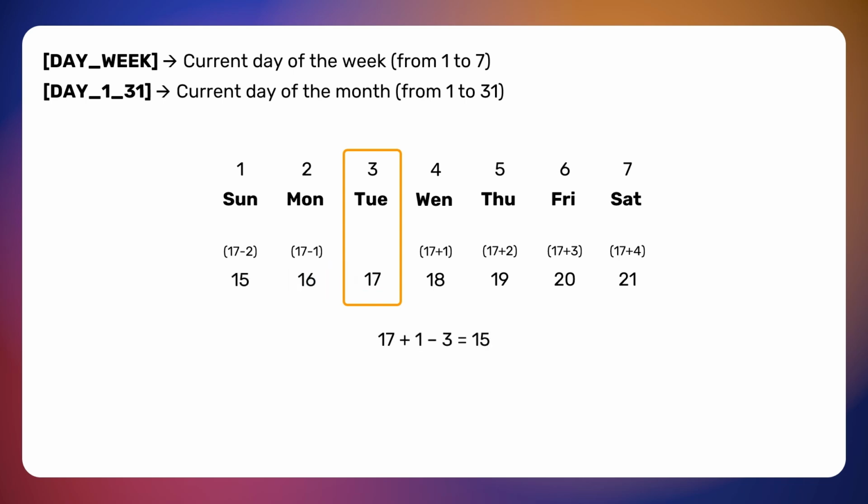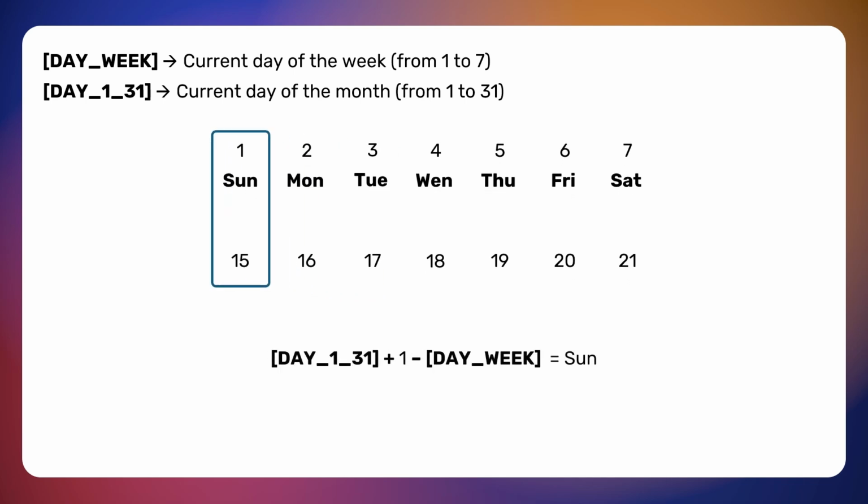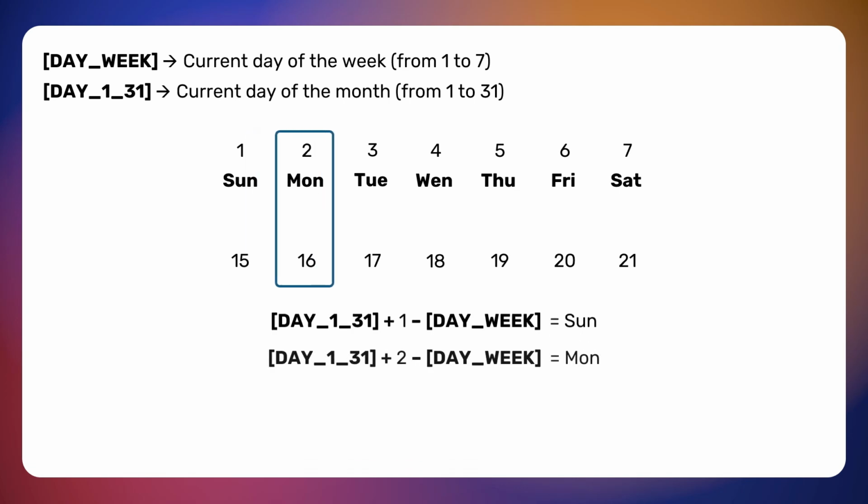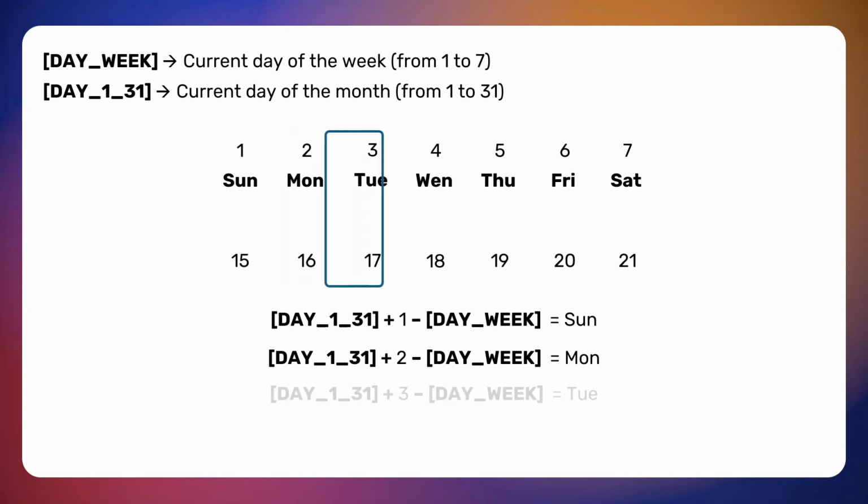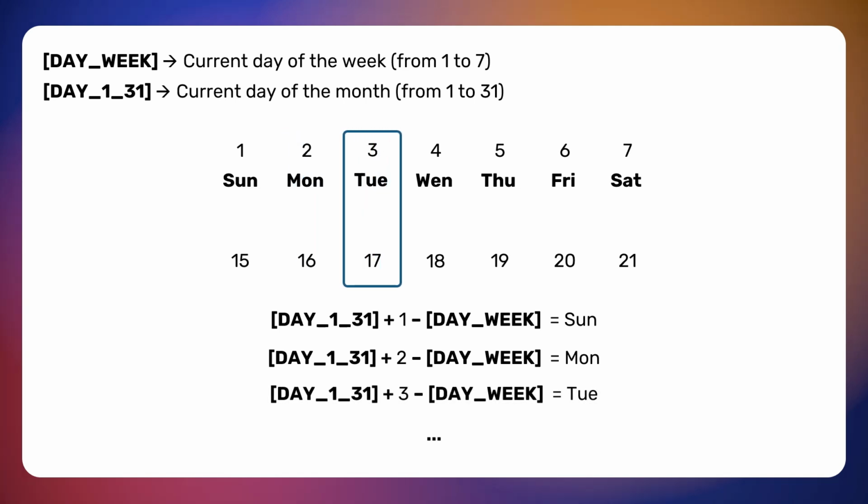Now let's convert this equation into an expression. For example, for Sunday the expression would be the current day of the month, plus 1, minus the current day of the week. For Monday, the same expression, but instead of 1, we use the number 2. For Tuesday 3 and so on. There are some edge cases.